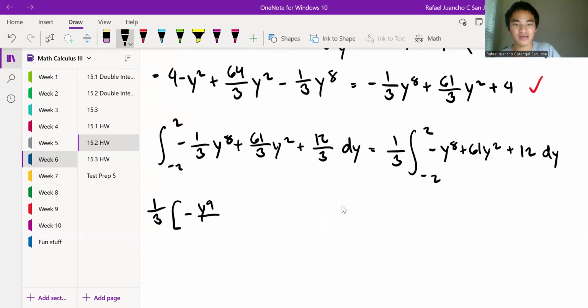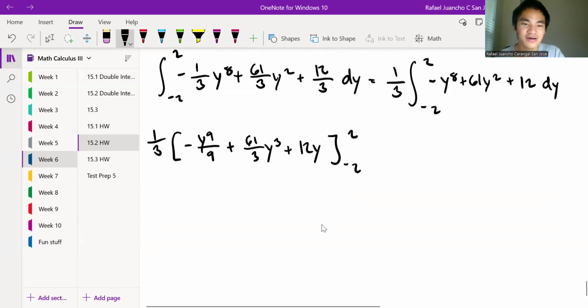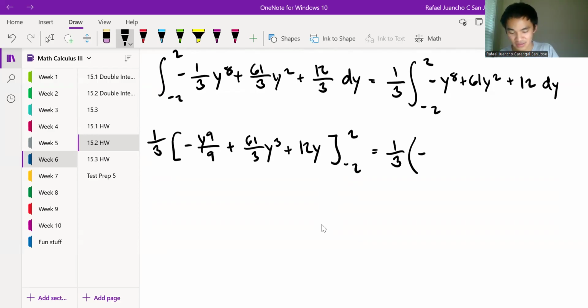Okay, and then from here, now we just integrate this whole thing. So we have y to the 9th. And then here we get 61 thirds y cubed. And here we get 12y. And then we solve that whole thing. Okay, let me actually be a bit more nice here. So this is 2 to the 9th. Negative 2 to the 9th is 512 over 9. Can I simplify that? I want to make it clean.